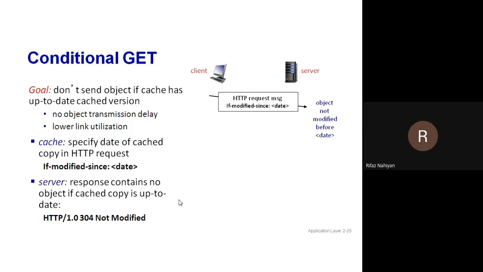Yes, sir. So see the diagram now. If the object or file is not modified after that date, it should be after, not before, then the server will send 304 Not Modified. That means you can use your own cached version. I am not sending you the file. So that will save time. Clear? Yes, sir.